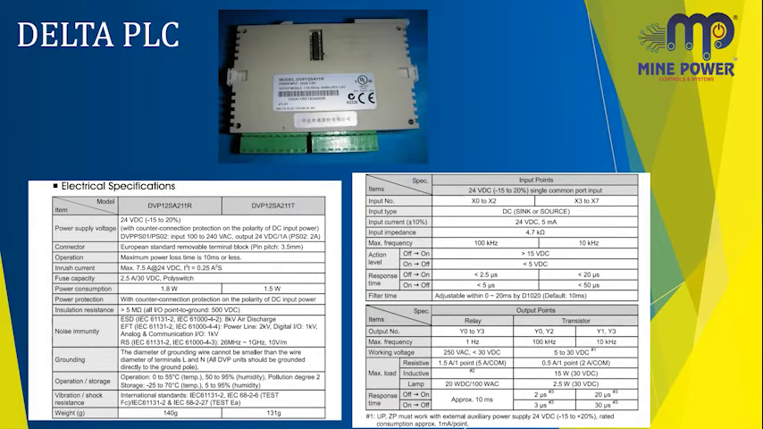All PLCs are 24-volt DC, connected with a European standard removable terminal block, pin pitch 3.5 mm. This is the terminal block connector, and the maximum power loss during operation is 10 milliseconds or less. Inrush current is 7.5 amps, and fuse capacity is 2.5 amps at 30-volt DC. Power consumption is 1.8 watts and 1.5 watts. The power protection is protection on the polarity of the DC input power.